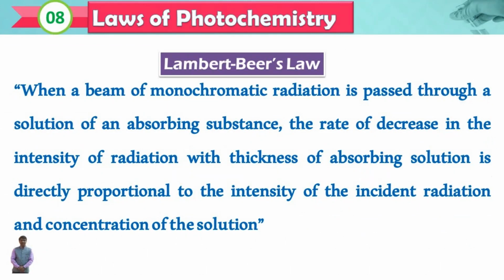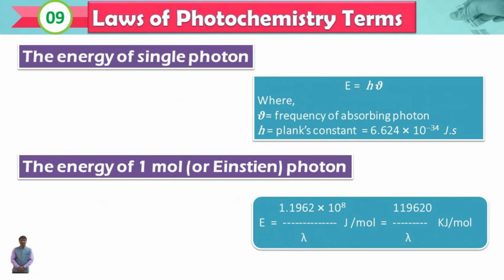The fourth law, Lambert-Beer's law. When a beam of monochromatic radiation is passed through a solution of an absorbing substance, the rate of decrease in the intensity of radiation with thickness of the absorbing solution is directly proportional to the intensity of the incident radiation and concentration of the solution.